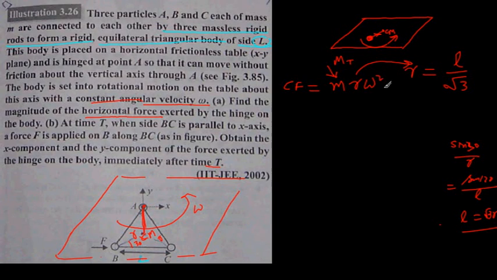That is given. Then the total force exerted would be 3m for the mass, L by root 3 for r, and omega square. That is the total force, which means root 3 m L omega square.